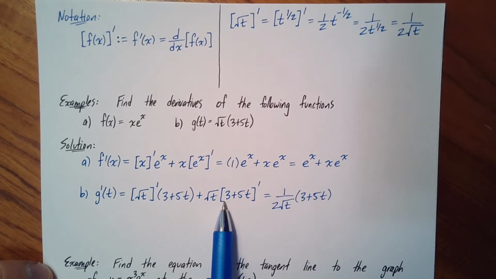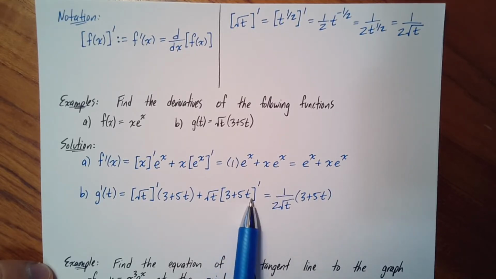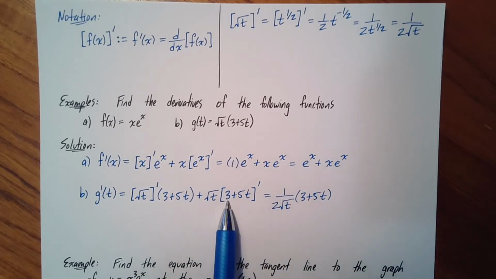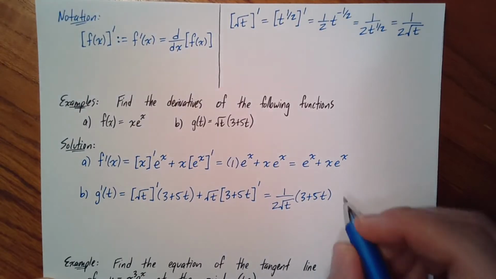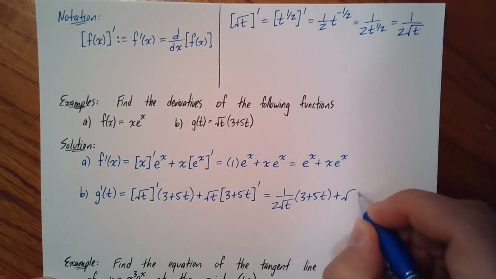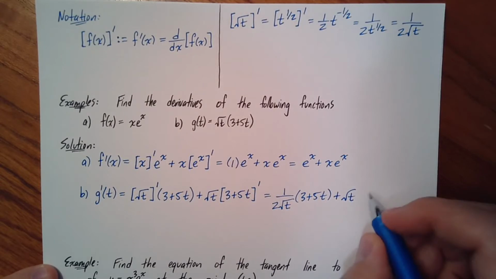So you can just simply differentiate the 3 and differentiate the 5t separately and add the results together. The derivative of 3 is 0 because 3 is a constant. Derivative of 5t is just 5. We've talked about that extensively in the previous section. If you just have a constant times the variable, the derivative with respect to that variable is just going to be the constant. So the derivative of this second term is just going to be 5. So we'll have plus root t times 5.